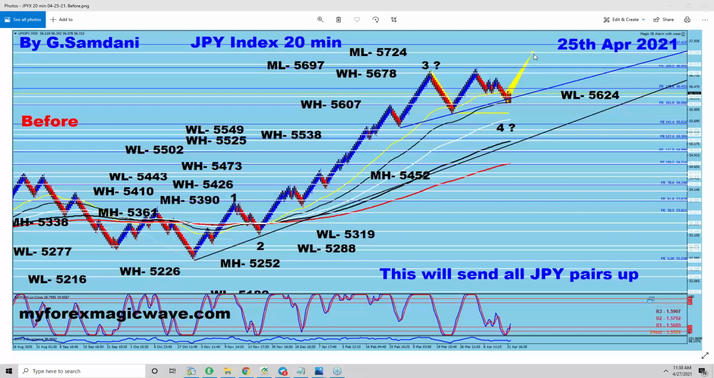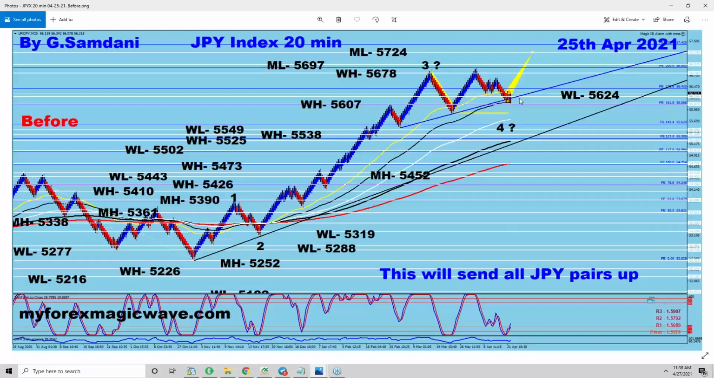If this goes here, or starts to go to the upside, this will send all yen pairs up. All means all, because yen is always on the right-hand side of each and every single pair, like Aussie yen, Euro yen, Pound yen, CAD yen, Franc yen, right? New yen, all of these pairs. So many. And if that's true, how many trades will you have in your hand, right? 6, 7 good, beautiful trades. So let's see if that happened.